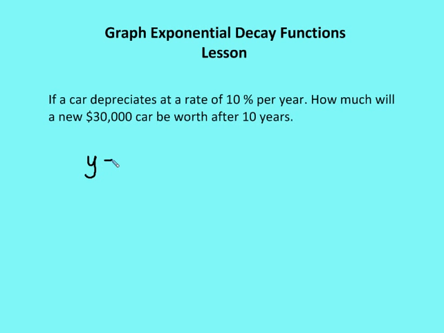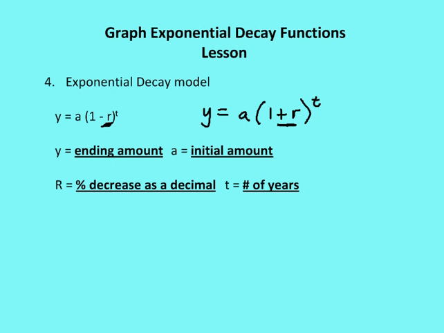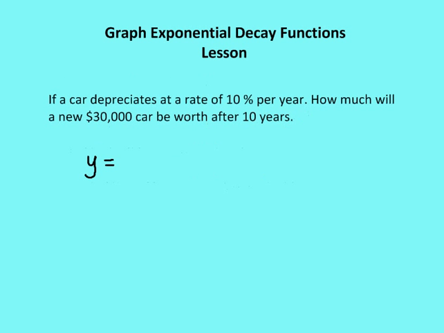Right, so I say here's my ending balance, that's y. So if you look back in the model from the prior slide, y is equal to a times 1 minus r to the t. Okay? So y is the ending amount, a is the initial amount, that's $30,000, and then I multiply that by 1 minus the rate of decrease in decimal form, which is going to be 10% or 0.10, and I'm taking that all to the 10th power because I have 10 years. Right, so I want you to break out your calculator, and I want you to find out what the answer is. I'm going to pause here for a second. You can pause as well, and then I'm going to come back to you with the answer.